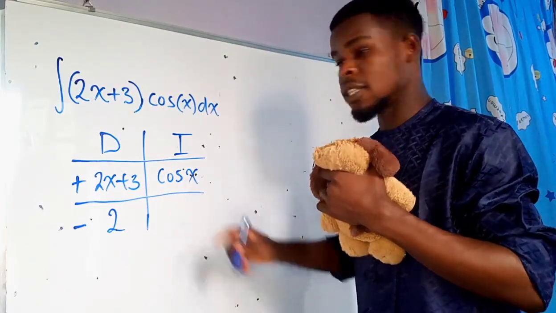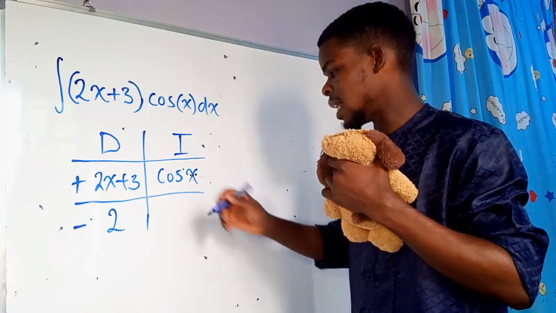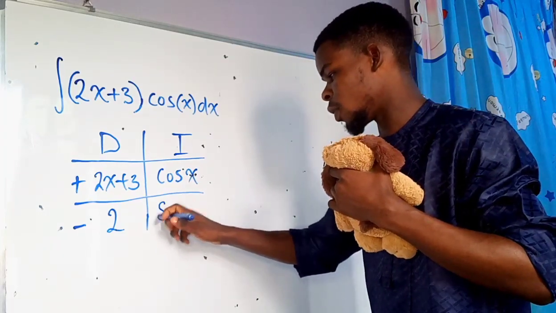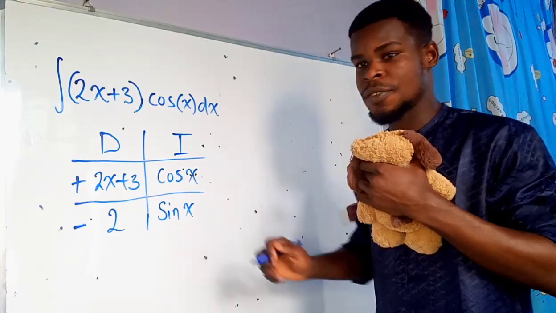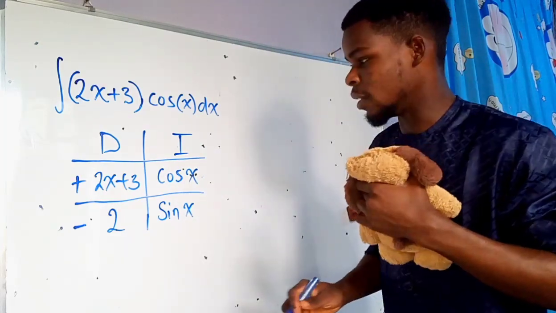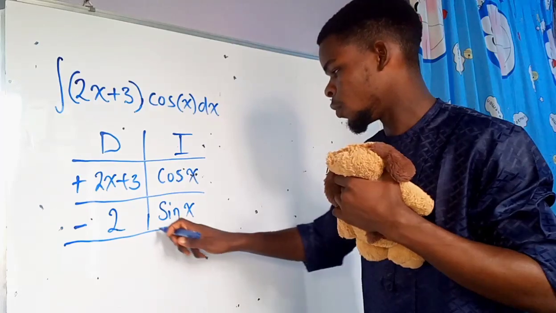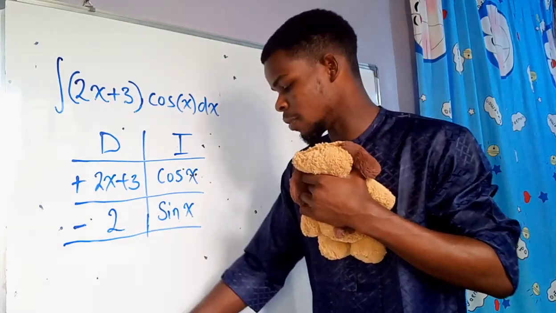Now let's find the antiderivative of the cosine of x. The antiderivative is sine of x. Don't be confused. If you differentiate sine, you get cosine. So the antiderivative of cosine will be positive sine. Now that we're done up to that level, let's see something.